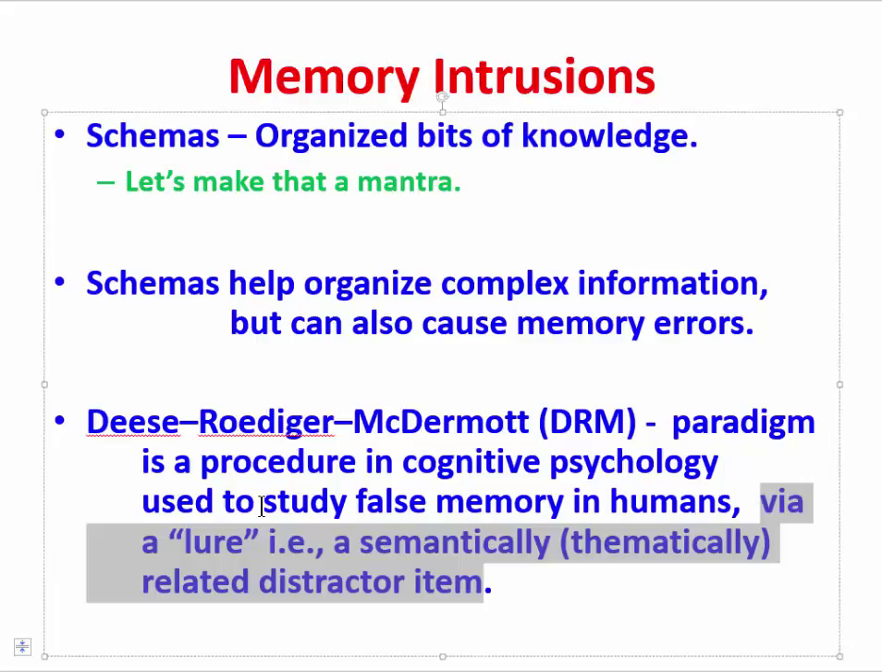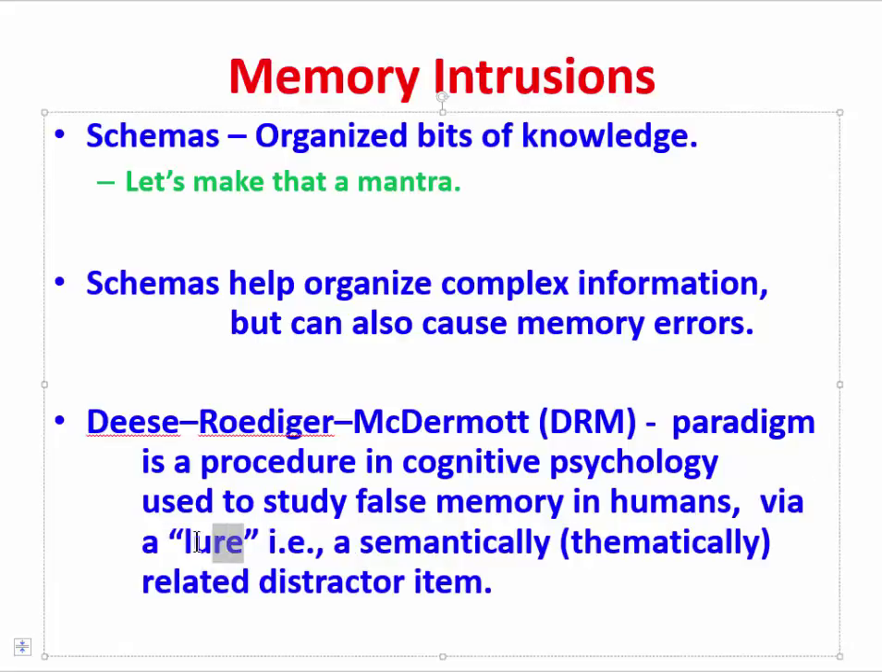We might have the word nighttime, we might have the word pajamas, we might have the word pillow, we might have the word bed. We never actually use the word sleep, though, in our list of words. And yet, all words are very obviously related to the word sleep. This is a semantically related lure that isn't physically present in the list of words, and yet people tend to remember the word sleep even though it wasn't physically there.